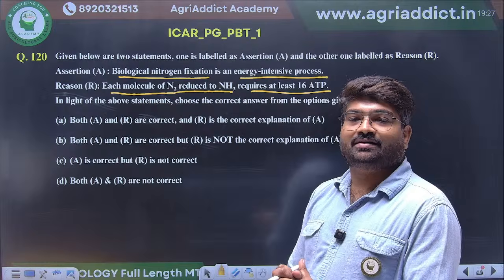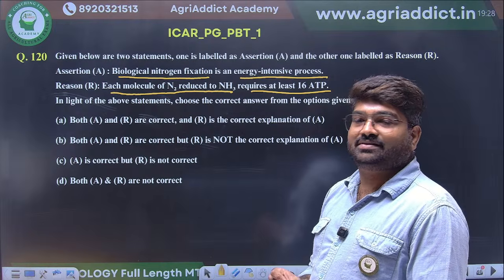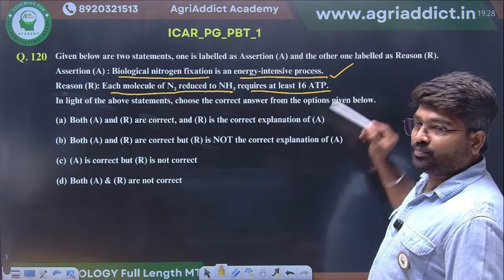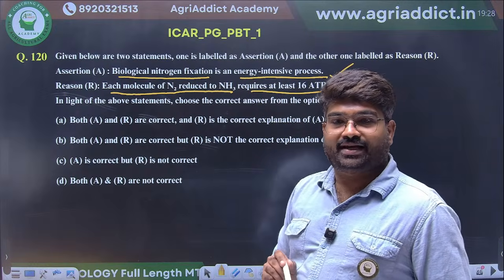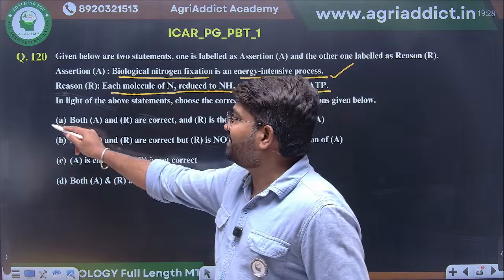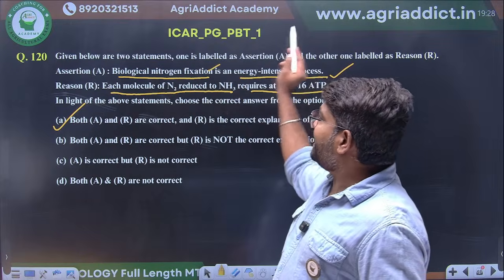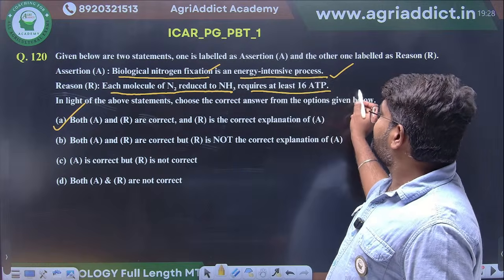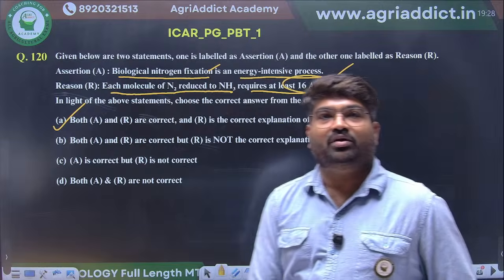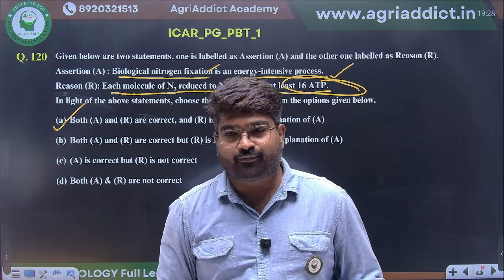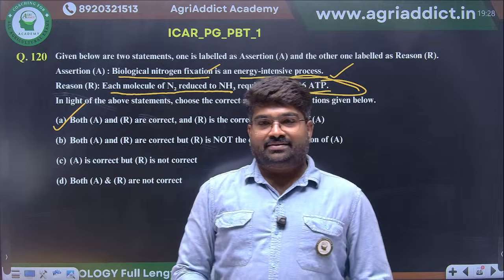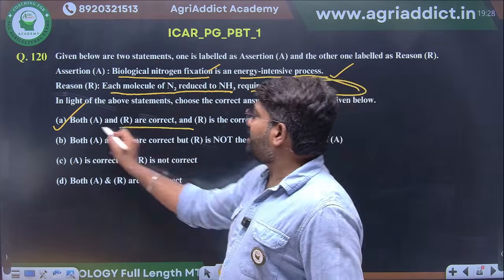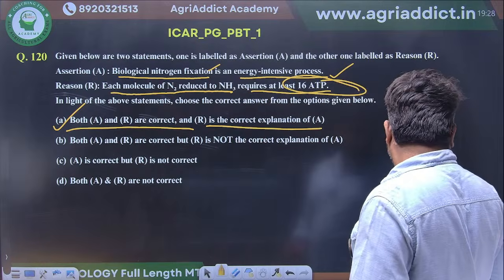Yes. Assertion is biological nitrogen fixation is an energy intensive process. Yes, A is the right answer. We already discussed this. It requires 16 molecules of ATP to reduce nitrogen to ammonia. Correct answer. A is the correct answer. So both A and R are correct and R is the correct explanation of A.